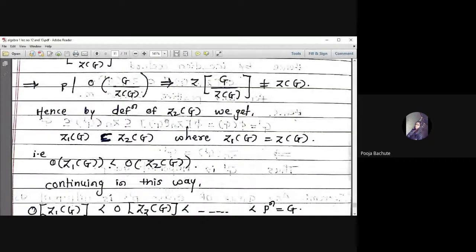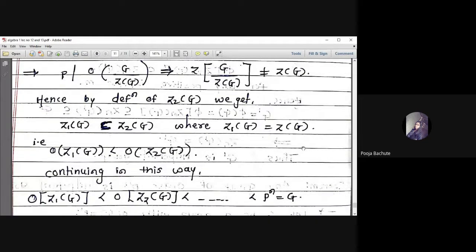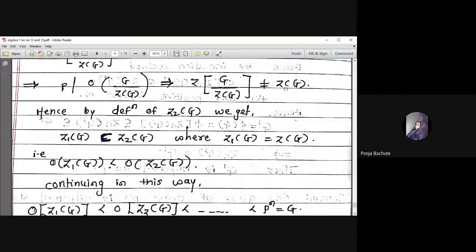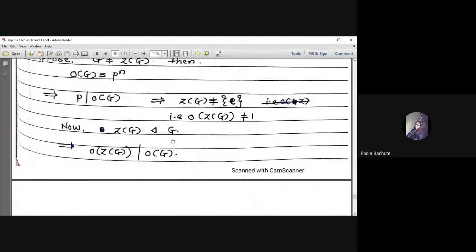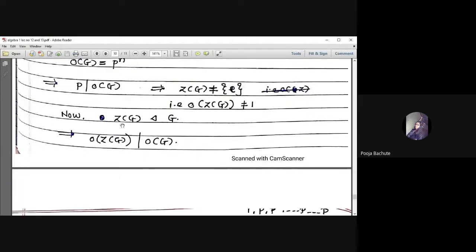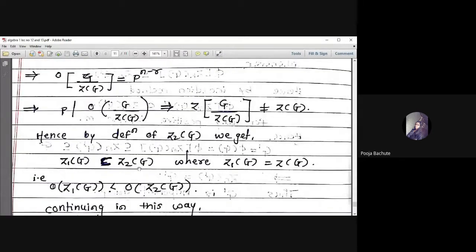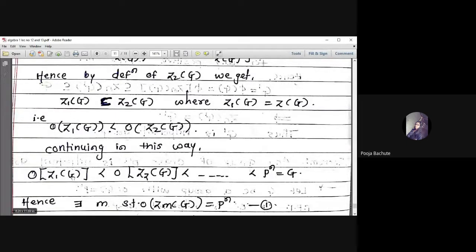Hence, by the definition of Z2 of G, we get Z1 of G always contained in Z2 of G, where Z1 of G is equal to Z of G. So the order of Z1 of G is less than the order of Z2 of G. Call this Z2 of G. Call this Z1 of G, which is Z of G not equal to the singleton {e}. Here we know that Z1 of G is contained in Z2.